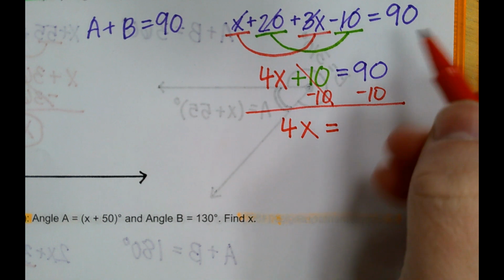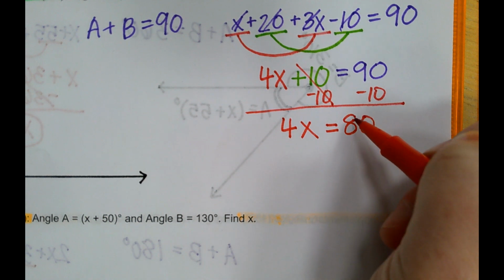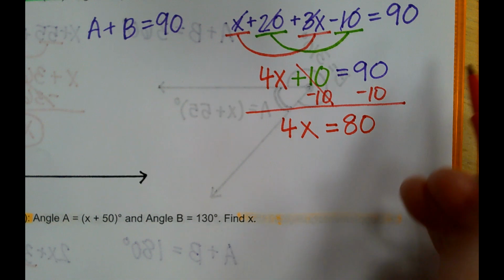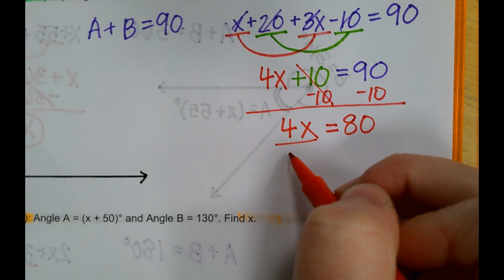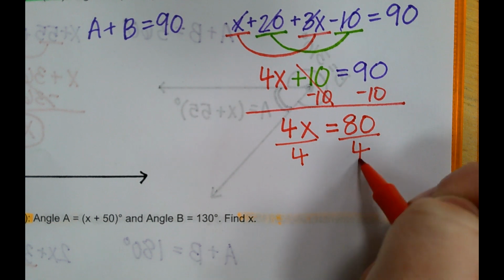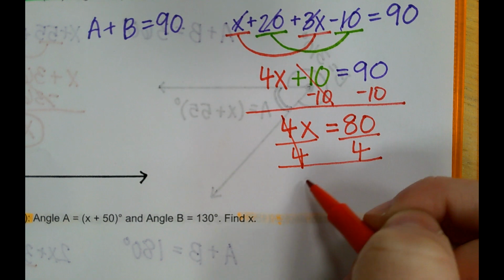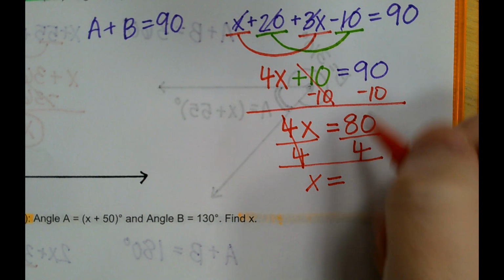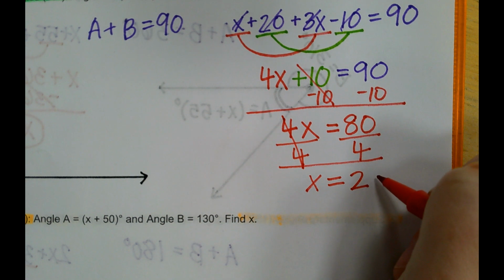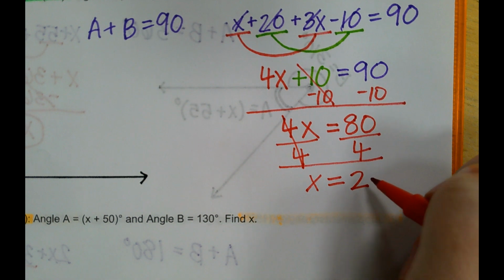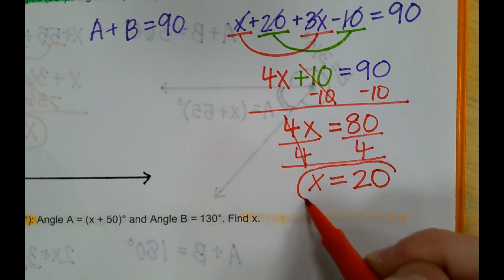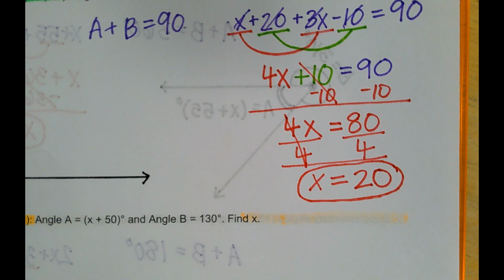Equals, should give me 80. Yes, then we're going to divide 4 on both sides. And tell me when you get an answer for x. I think it's 20. Yeah, I think it's also 20. 80 divided by 4 is 20. Perfect. x equals 20.